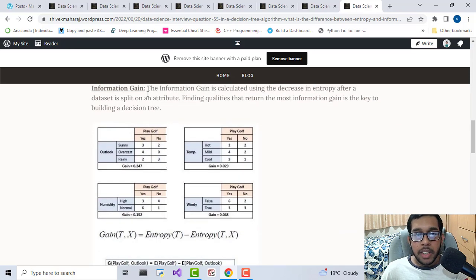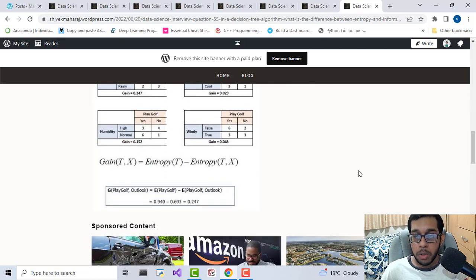Information gain: the information gain is calculated using the decrease in entropy after a dataset is split on an attribute. Finding qualities that return the most information gain is key to building the decision tree. So that is what we have there.